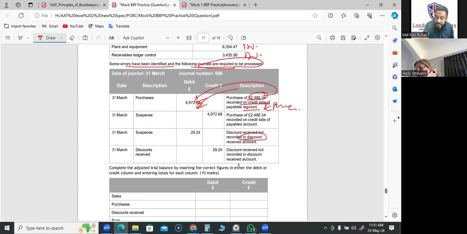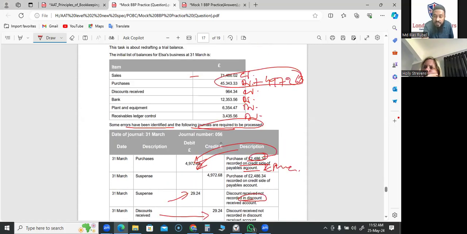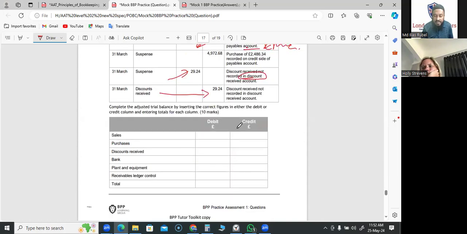Discount is a credit account and suspense debit. Discount credit means you're adding to the discount, because you forgot the discount received was not recorded. So how do you record it? You go to the discount received account here and write down 29.24. You need to add it up, and these added up figures make it correct. Only 2 corrections, nothing else. So what do you do here? How do you do the answer?